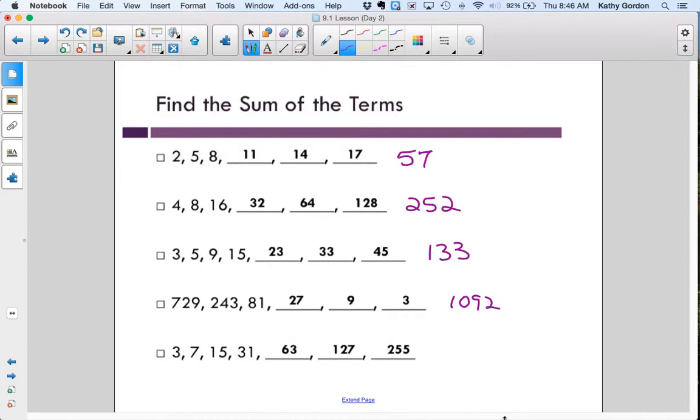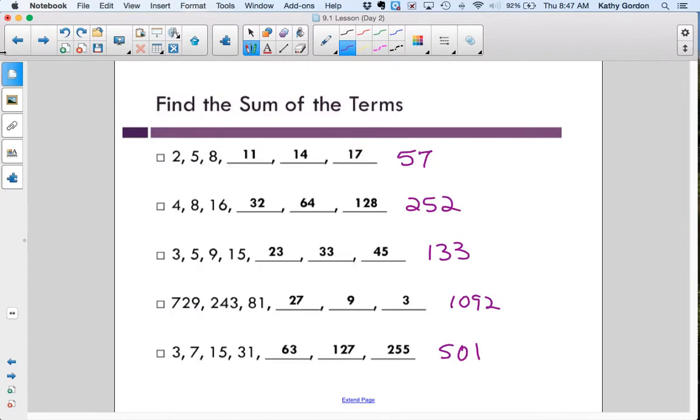Okay? And then 3, 7, 15, 31, 63, 127, 255. Kate, what'd you get? 503. Oh, I can't read my handwriting. Yeah, 501. Alright, everybody agree with those answers? Yes? Alright.